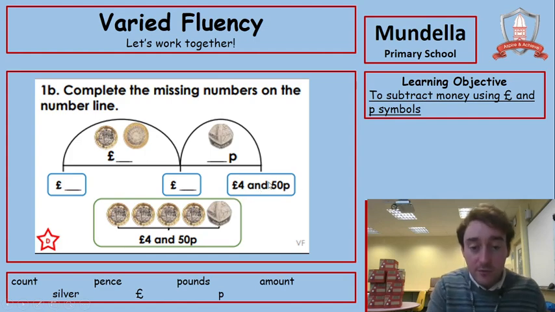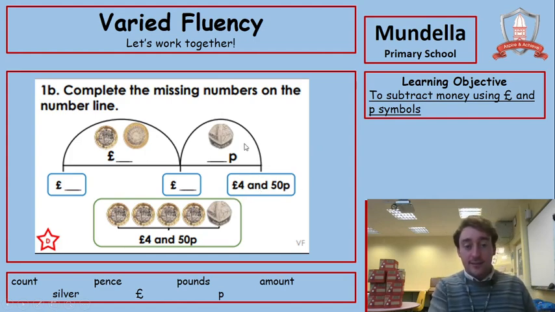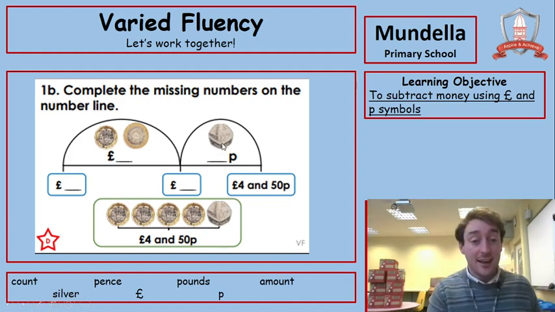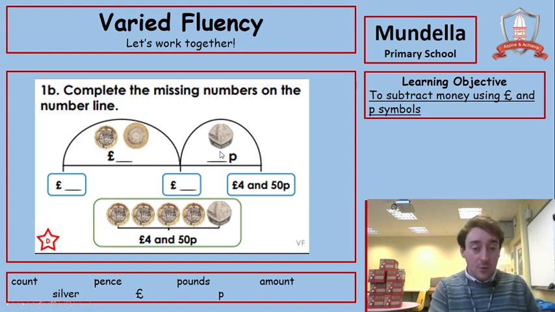Okay, we've got £4.50. What coin is this? Did you say 50p? That's good. It is 50p. So we're going to take away, we're going to subtract 50p from £4.50, which leaves us, that's right, £4. £4 will go into here. Very good. £4.